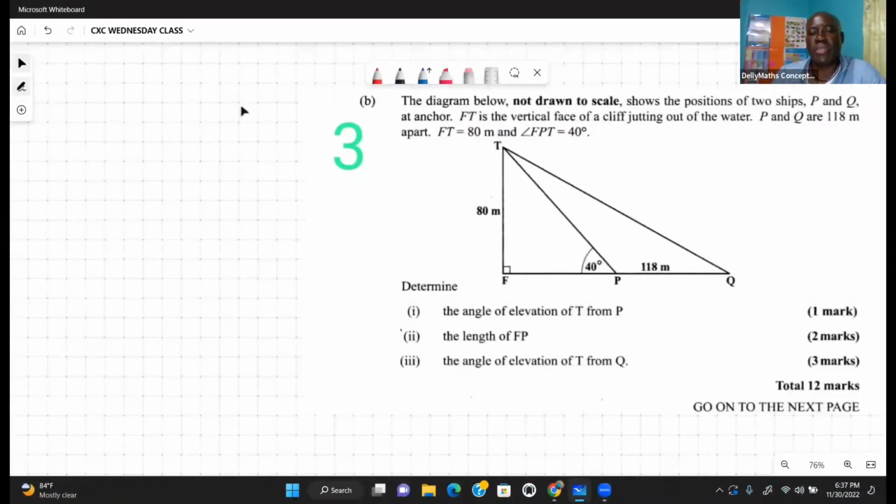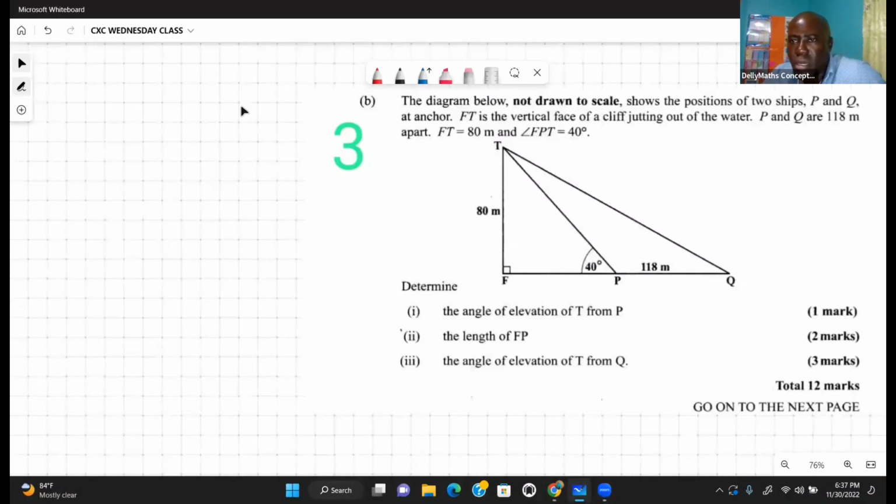All right, so question number 3 says, the diagram below, not drawn to scale, shows the position of 2 ships, P and Q, at anchor. FT is the vertical face of the cliff. FT is the vertical face of the cliff, jutting out of the water.